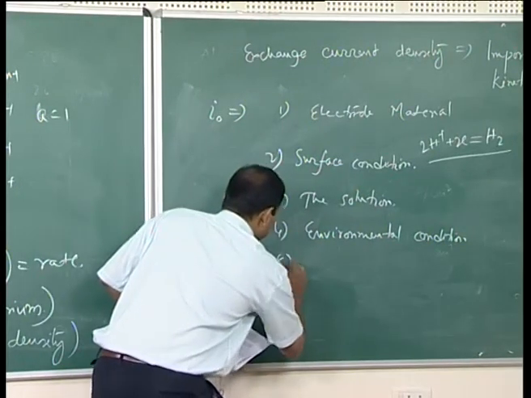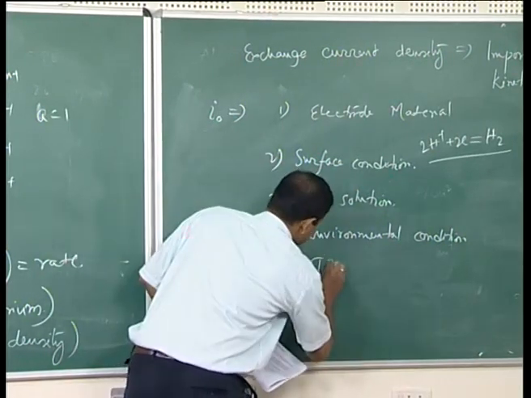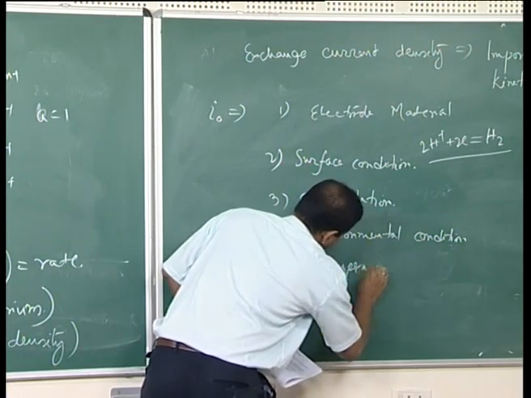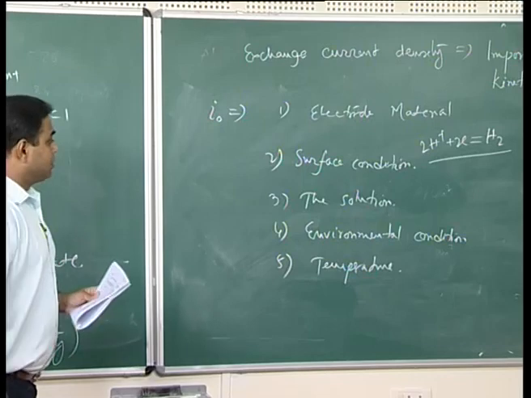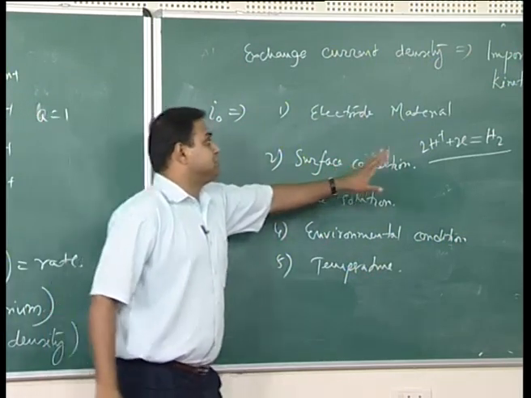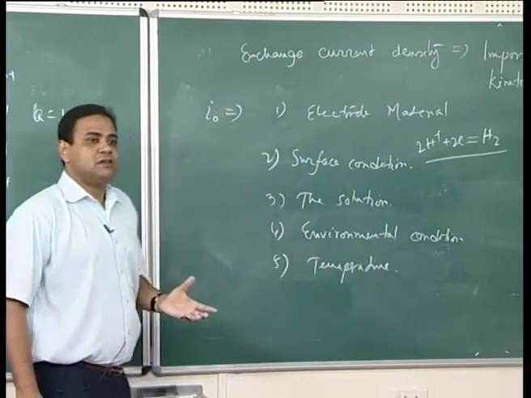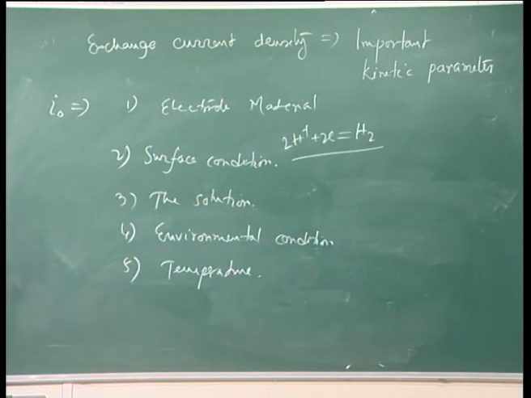Then fifth, temperature. Definitely temperature will affect I0, because I0, or the exchange current density, is nothing but the reaction rate in the reversible condition. So, the rate of the reaction will always be affected by the temperature.